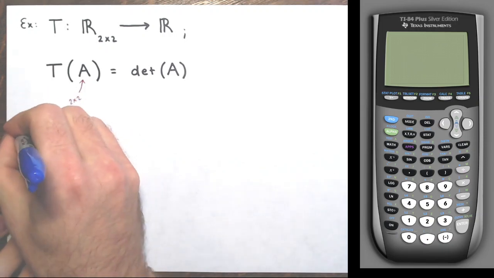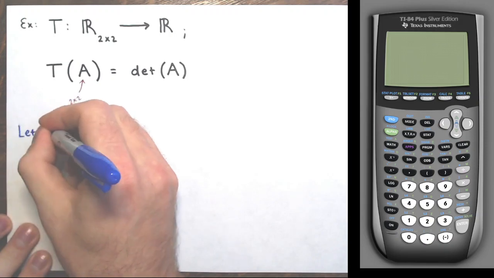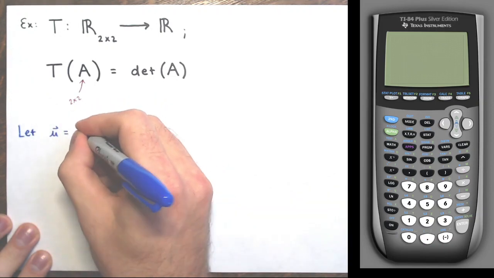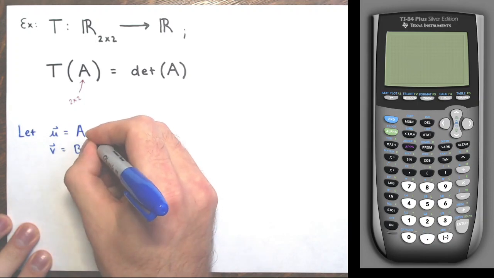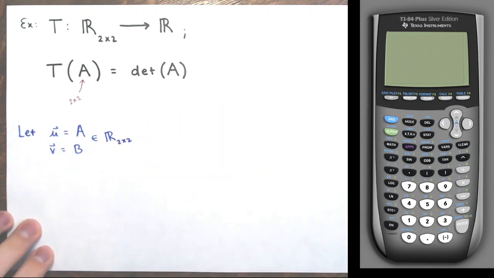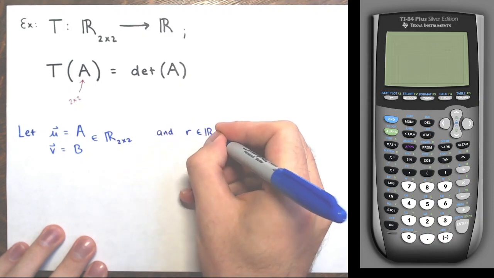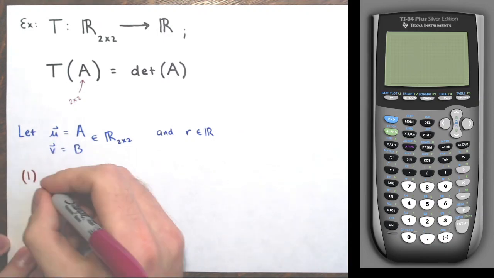So as before, I'm going to let U be equal to, why not, A, and V be equal to some matrix B. And again, let's say these are both just any matrix that's 2 by 2 with real entries. And some scalar R, where R belongs to the reals. That's a scalar. All right, so first I'm checking the additivity property.